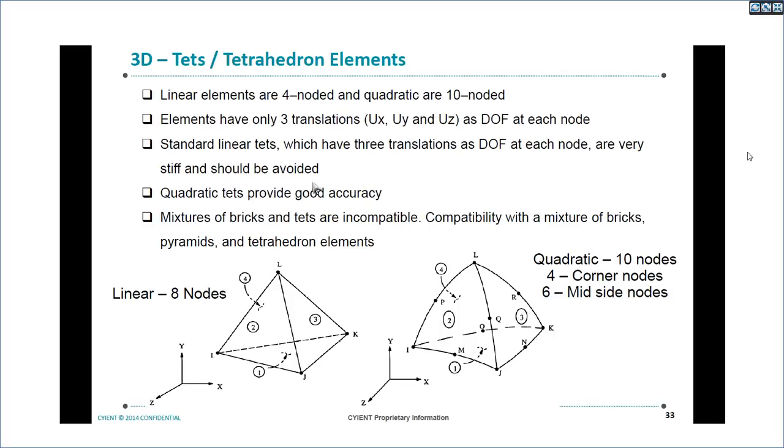But in general, like in stress analysis, people try to put linear tets. That means four-noded tets, which we need to avoid because they are very stiff and they won't give an accurate solution. So generally we need to mesh with quadratic tets if there is a complex shape where we cannot put brick elements. Linear tets need to be avoided. So a mixture of bricks and tets is incompatible.